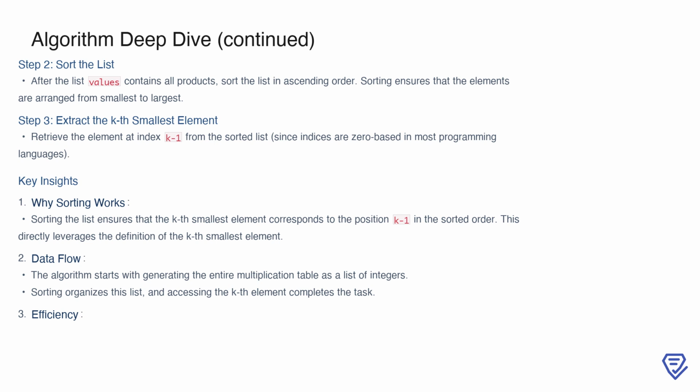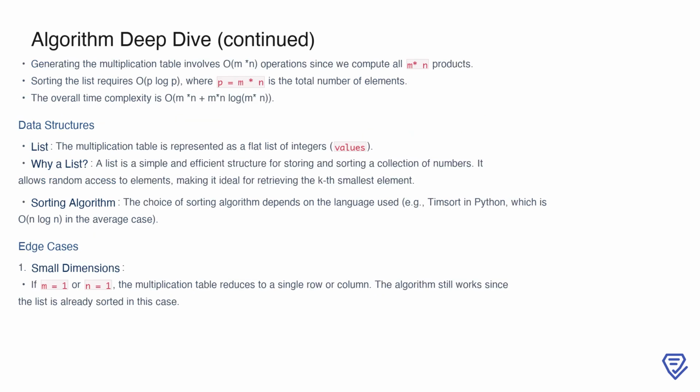Generating the multiplication table involves iterating through all m×n combinations, and sorting the resulting list adds additional computational overhead, which we'll analyze further. The time complexity of this brute force approach can be broken down into 2 main components. First, generating the multiplication table involves O(m×n) operations, as we compute all possible products. Next, sorting the list requires O(p log p), where p is the total number of elements, which equals m×n. Combining these, the overall time complexity becomes O(m×n + m×n log(m×n)).